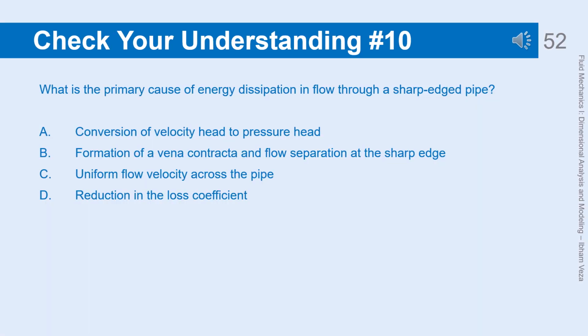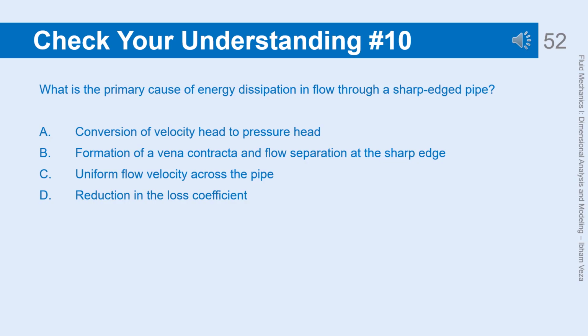Check your understanding, number 10. What is the primary cause of energy dissipation in flow through a sharp-edged pipe? B. Formation of a vena contracta and flow separation at the sharp edge.